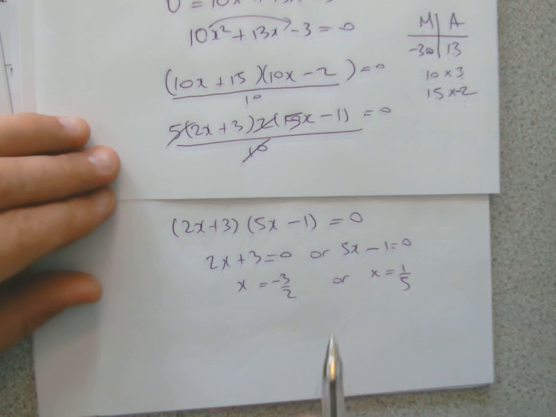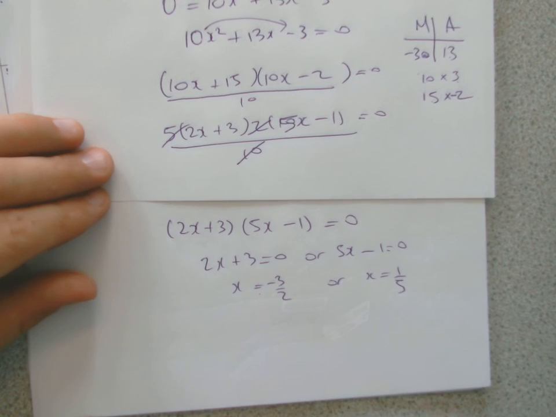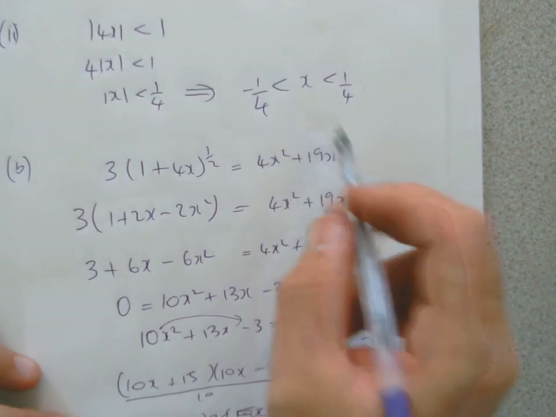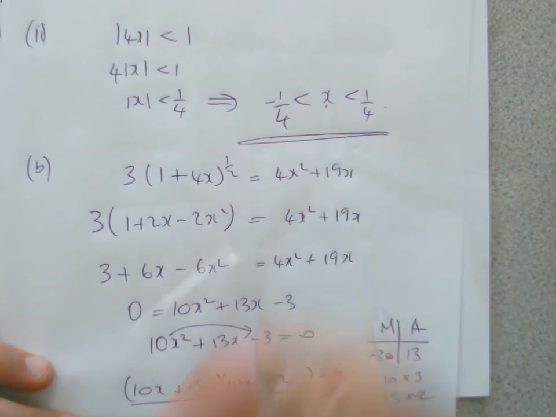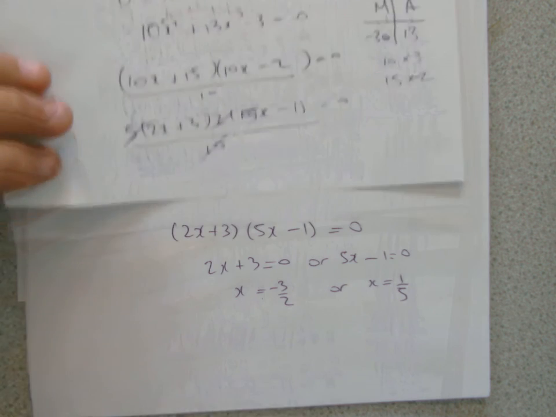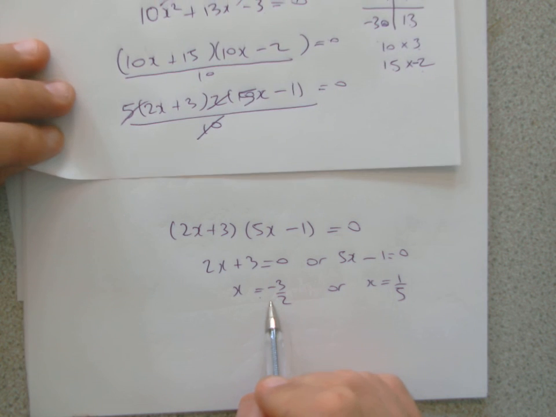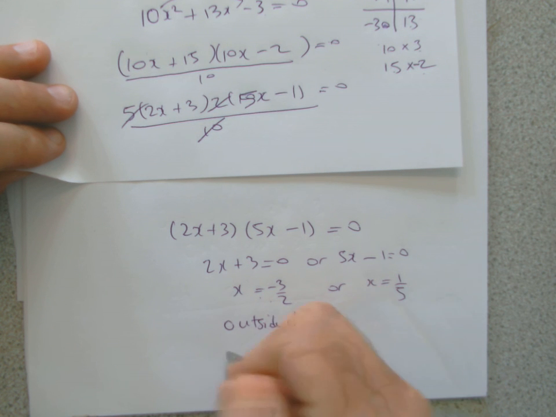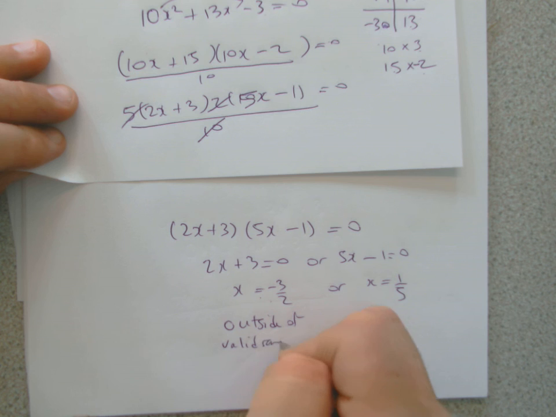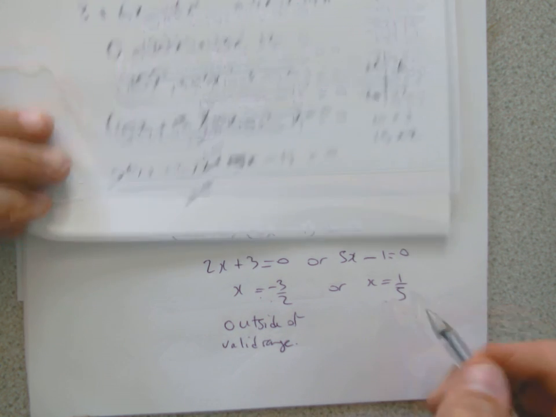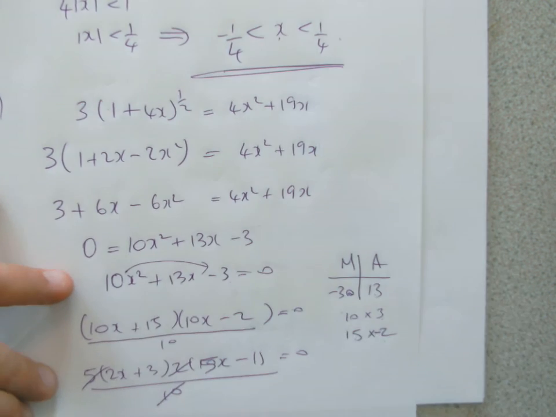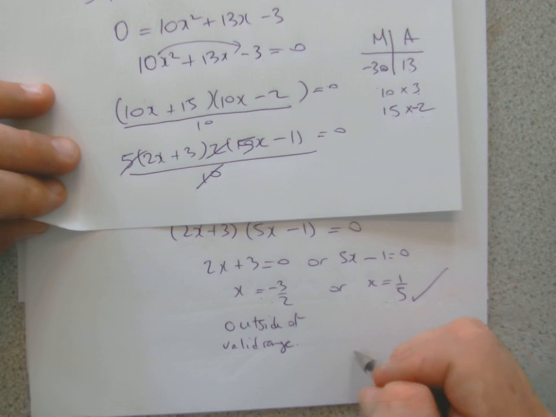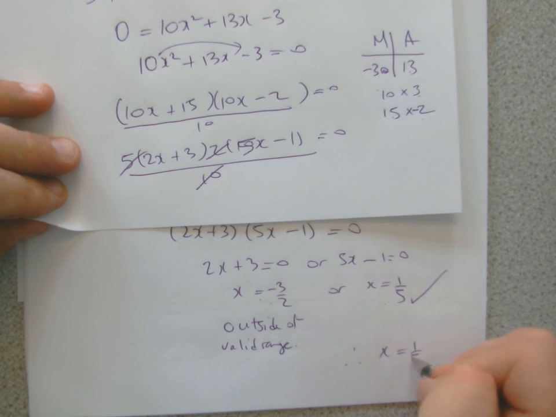Now, before we finish, you've got to check, can we accept these answers? If you go back, remember, part 2 here, x has got to be between minus a quarter and a quarter. Minus 3 over 2 is minus 1.5. That's no good. You can say, look, outside of valid range. Okay? x equals 1/5. 1/5 is smaller than a quarter, isn't it? 1/5 is 0.2, 1/4 is 0.25. So that's okay. So you can say, therefore, x equals 1/5.